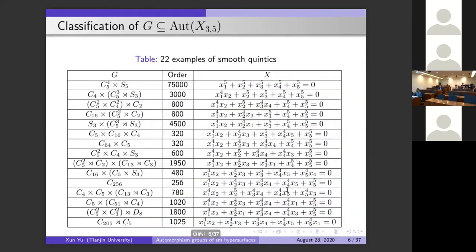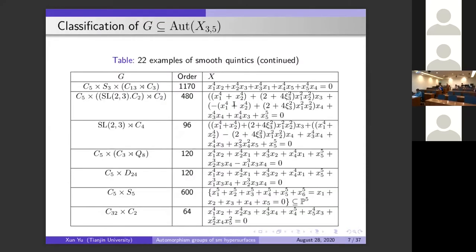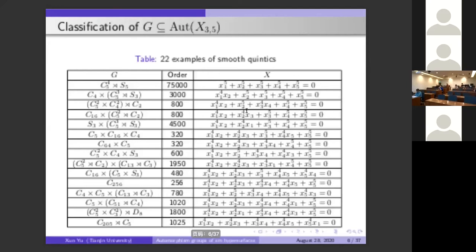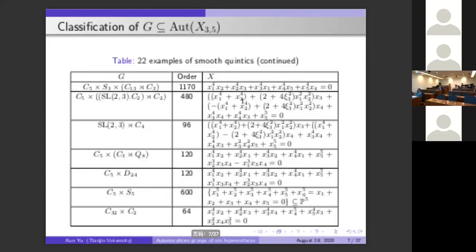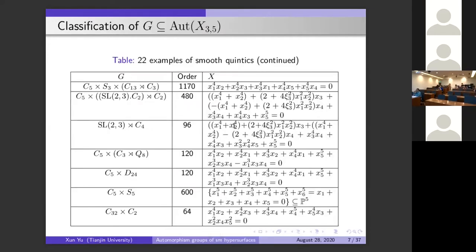So the quintic case examples. Some are, of course, well-known examples like the Fermat, and some other polynomials are very simple, with just 5 monomials. That's easy to construct. But there are some examples we couldn't find in the literature, so we found some new examples in the process of classification.